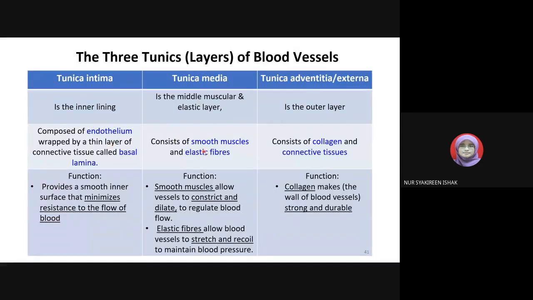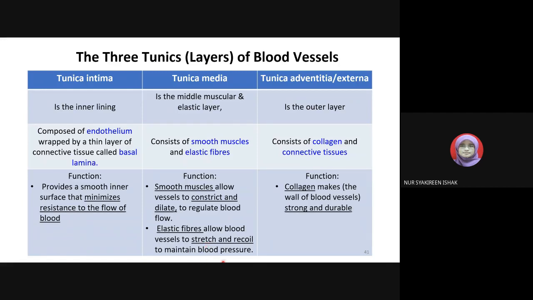The function of tunica media is that it is composed of smooth muscles that allow the vessel to constrict and dilate, vasoconstriction and vasodilation. This is to regulate blood flow. Kalau dia nak allow more blood to flow at certain area, the blood vessel will vasodilate. To reduce the flow of blood in certain area, it will vasoconstrict. Elastic fibers allow blood vessels to stretch and recoil to maintain blood pressure.